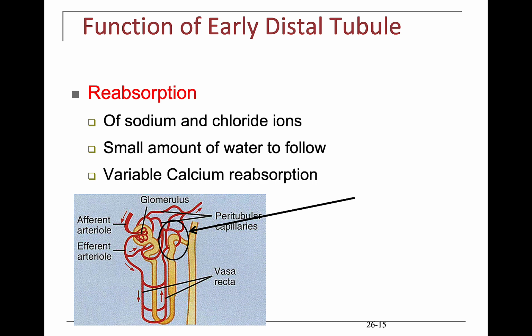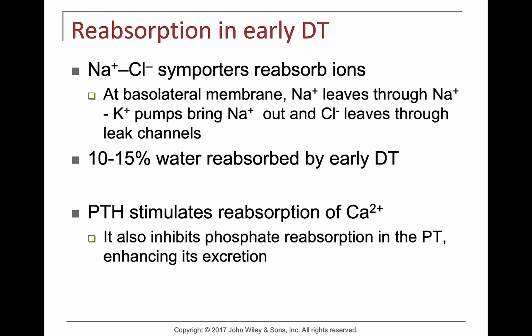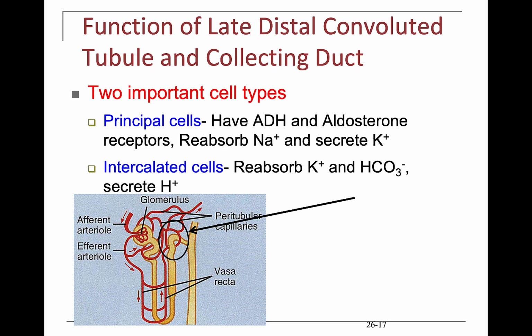This is also where parathyroid hormone tends to bind so that we can reabsorb calcium whenever the body needs more. So the body is concerned about calcium for muscle contraction, for blood coagulation, and also we store a lot of calcium and minerals in bones. So we have calcium reabsorption and phosphate secretion there when parathyroid hormone PTH is bound. So those sodium chloride symporters reabsorb sodium and chloride, and 10 to 15% of water is reabsorbed there as it follows the sodium chloride.